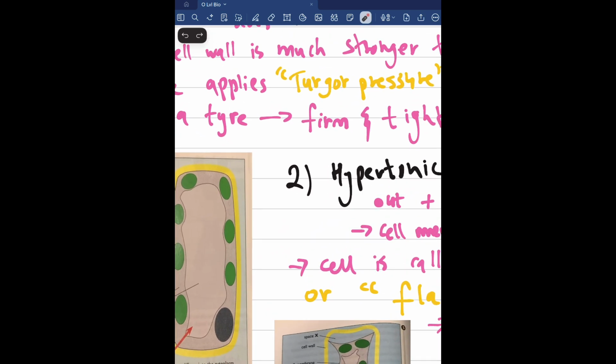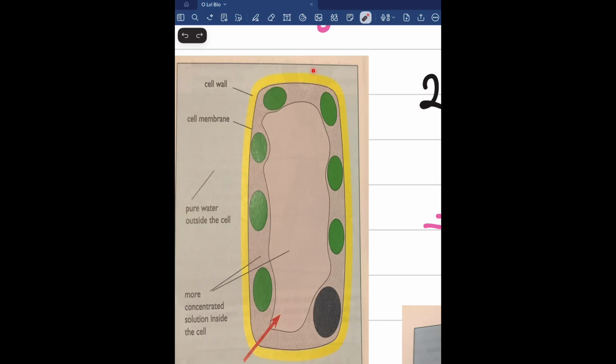So think of the cell wall as a tire, and as you inflate it, it would just swell up, it won't burst, right?